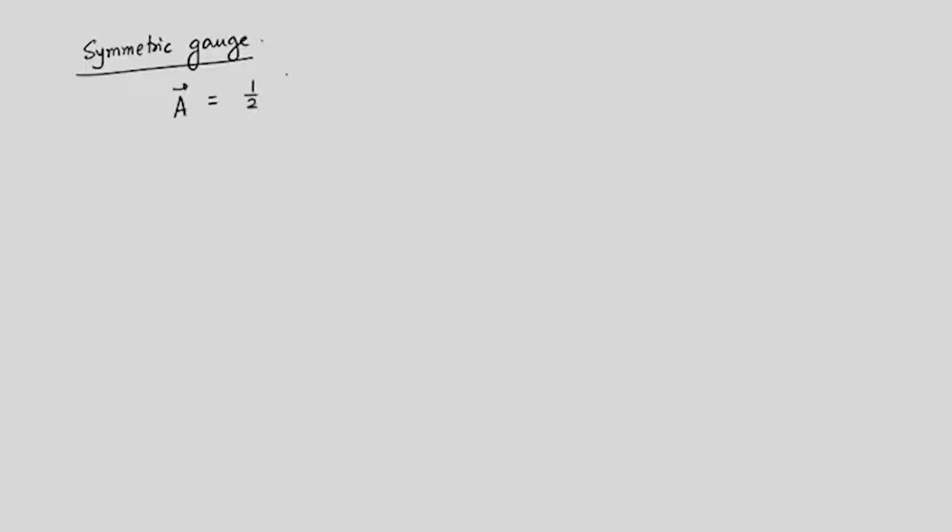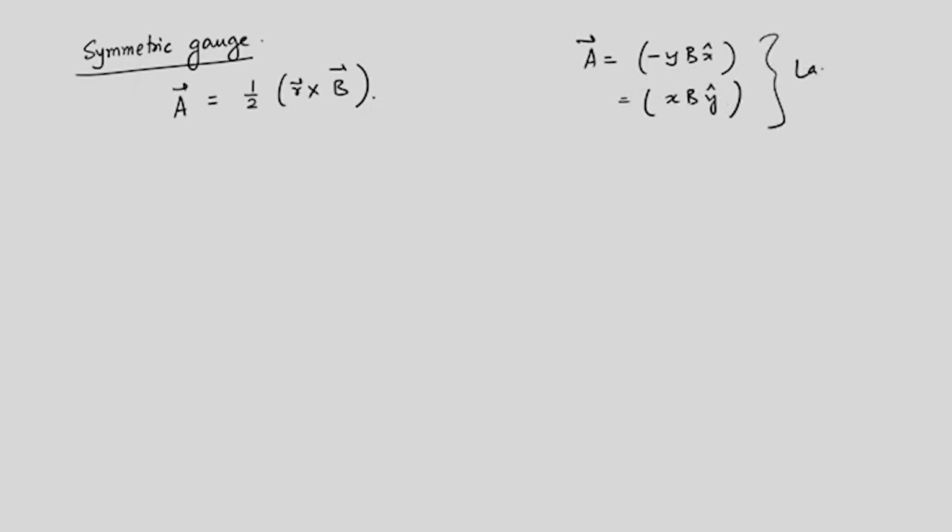What I mean by symmetric gauge is that for a constant magnetic field, which in this particular case it is, there is a 2-dimensional electron gas which is pierced by a uniform field in the z direction, and we write down the gauge as half r cross B. If you remember, we had taken A to be minus yB x cap, or we had taken it as xB y cap, which are the same, and this is called the Landau gauge.